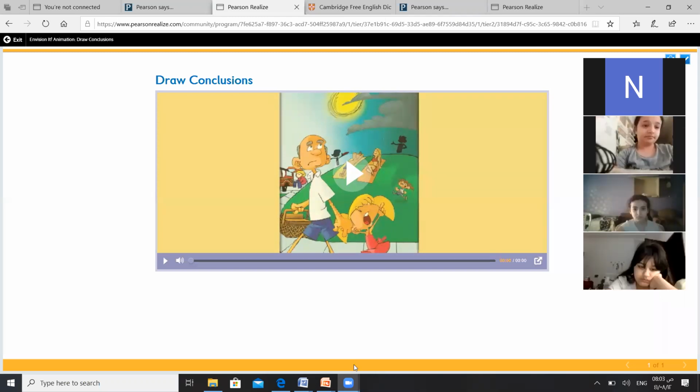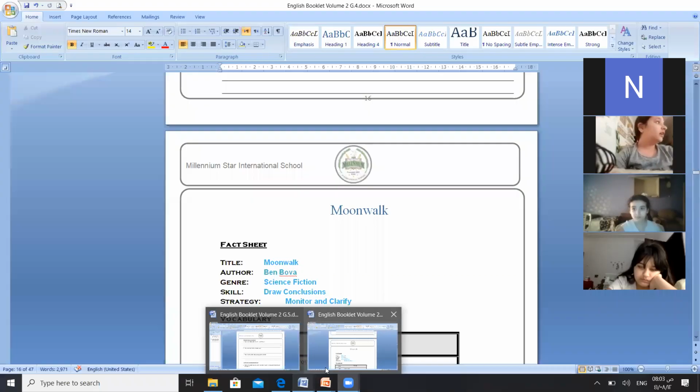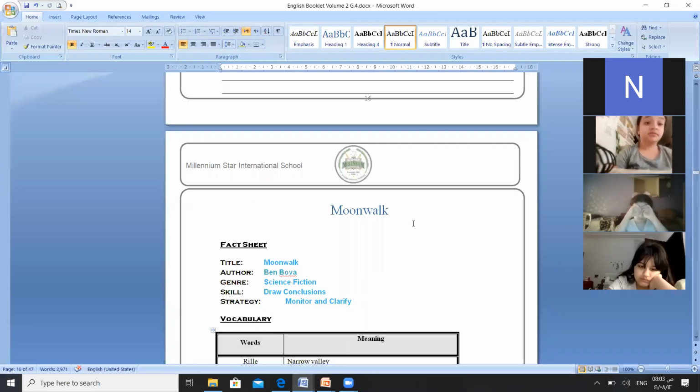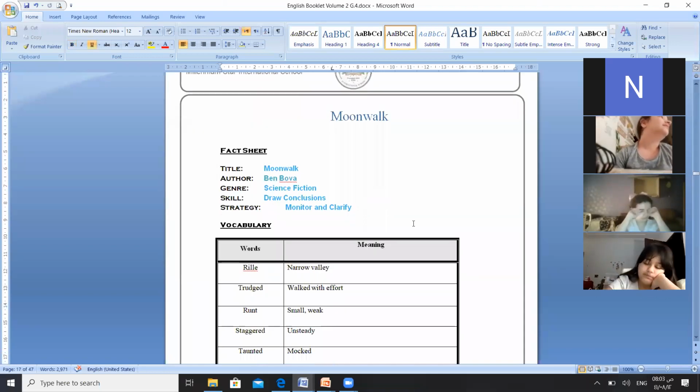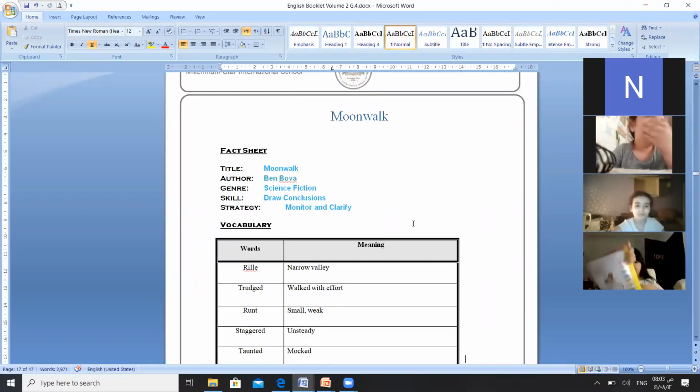Today is Sunday. As you know, we have a new story with new skills and genre. The story that we will take this week is Moonwalk. The author is Ben Bova, and the genre for the story is science fiction. The skill is draw conclusions. So this is what we will study this week.